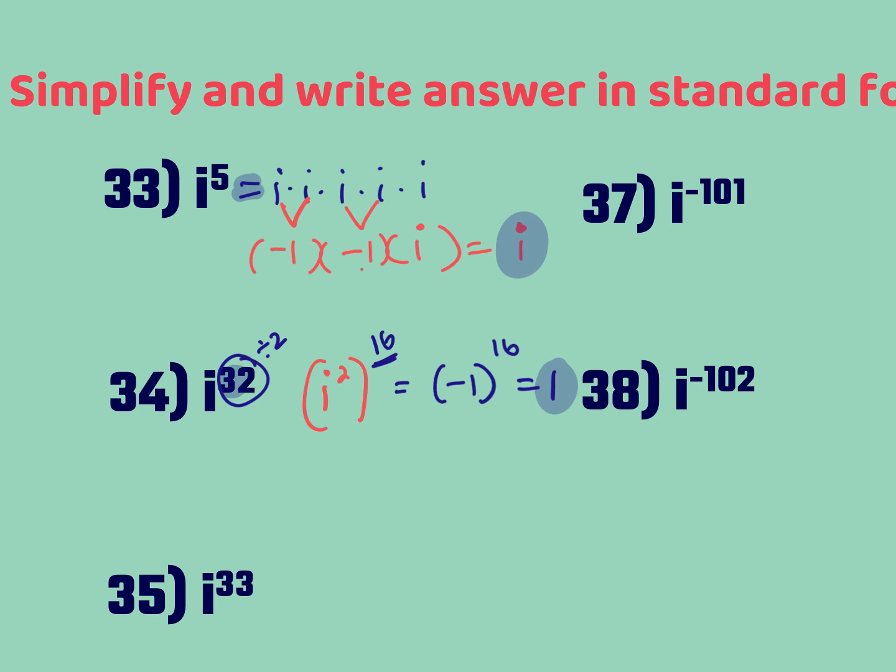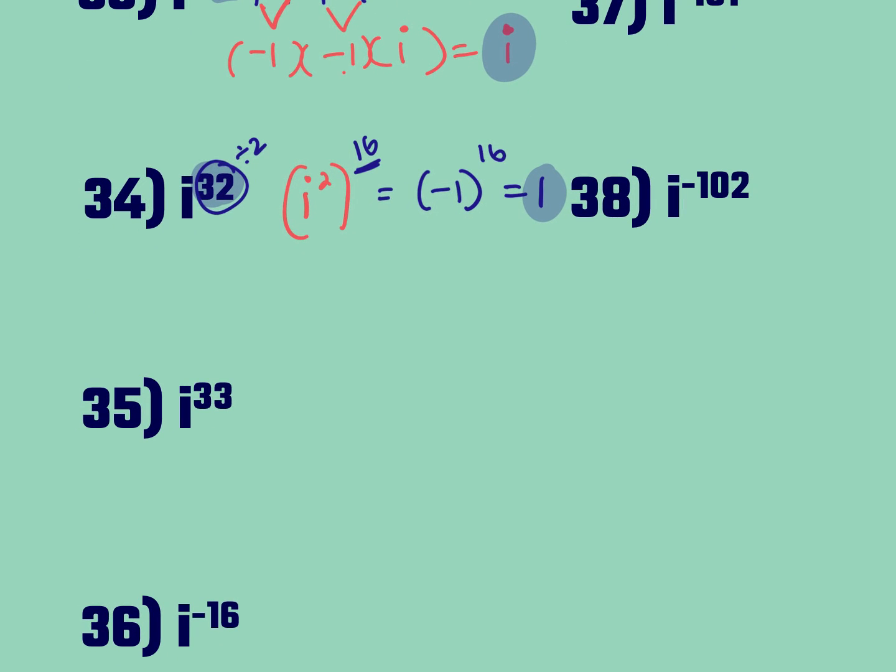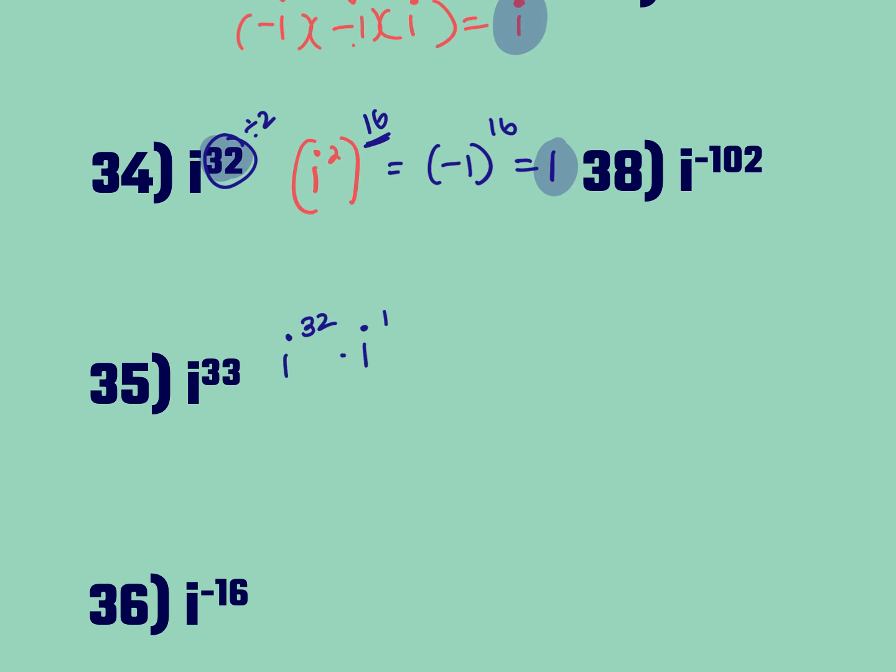Now it works easy when there's an even number there. When there's an odd number, like 33, the first thing we want to do is split this into an even number and then the i. So i to the 32nd times i to the 1st is i to the 33rd. So we can rewrite it as that. Then take the even power one, i squared raised to the 16th times i to the 1st, or just i. We already said this would be negative 1 to the 16th times i, which is 1 times i, which is just i.